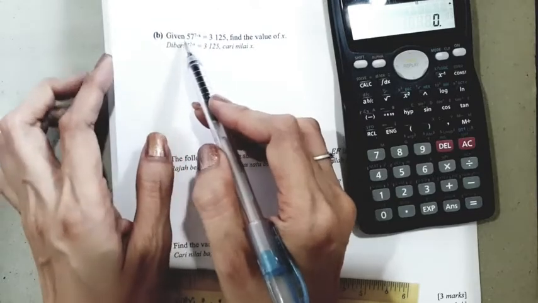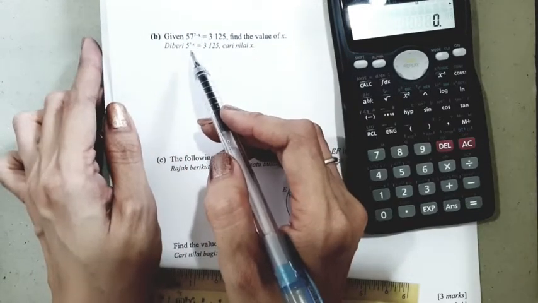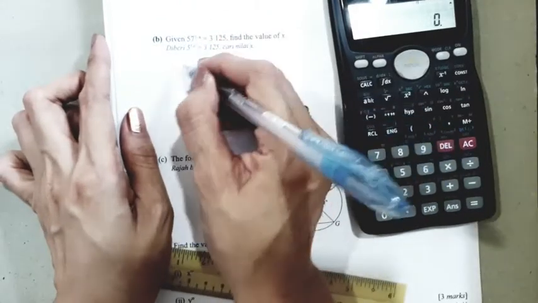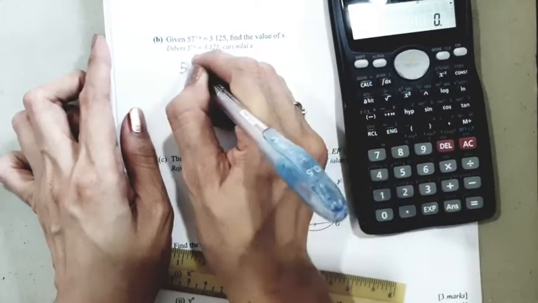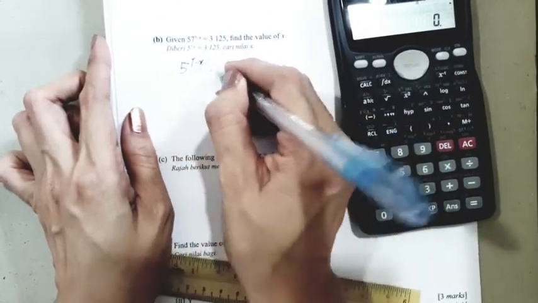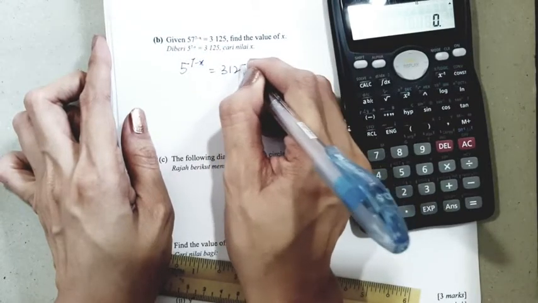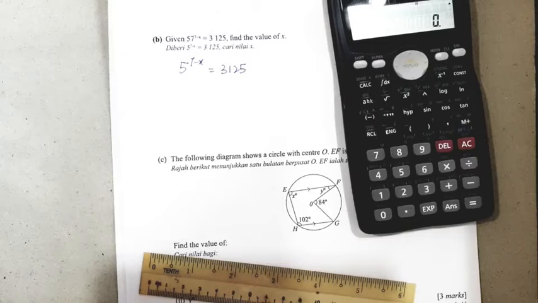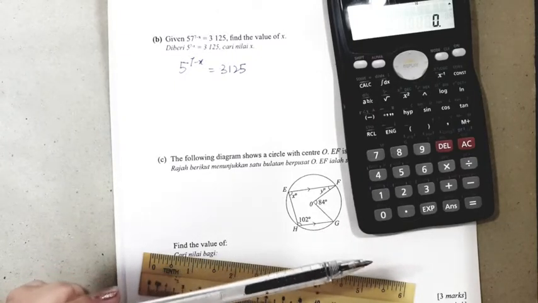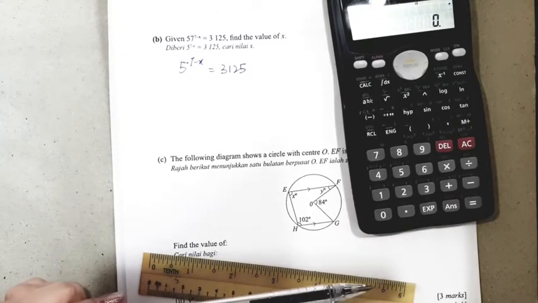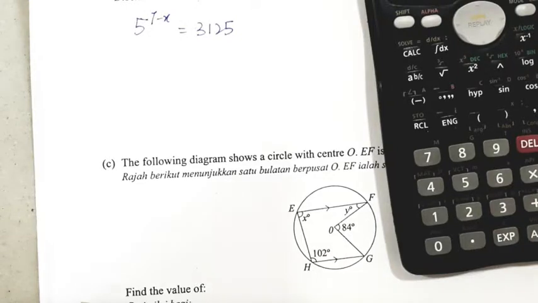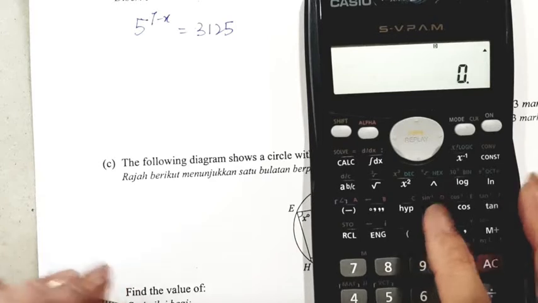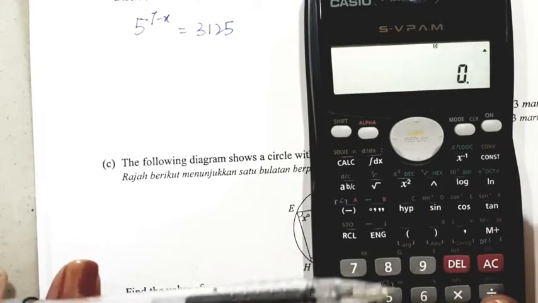You look at the English version and the Bahasa version, it is different. I think the English version has a mistake over here. The question should be 5 raised up to the power of 7 minus x equals to 3,125. So always cross-check the English version and the BM version. But I believe in PT3 they would not have this kind of mistake. Okay, we continue.